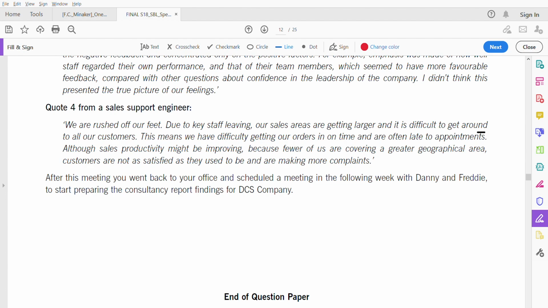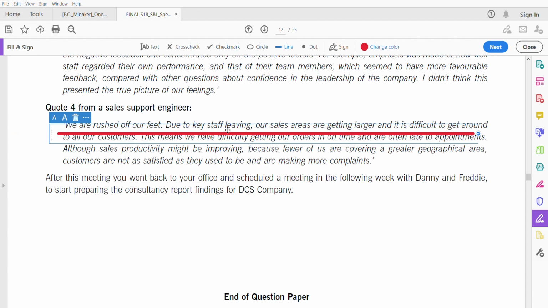From a sales support engineer: we are rushed off our feet due to key staff leaving. Our sales areas are getting larger and it's difficult to get around to all our customers. Very, very, very important point, because remember, this is why your gross profit margin is reducing, why customer complaints are increasing, why the staff turnover is increasing in your financial report. That's why this point is very important here. When you see there are many exhibits, you will always see there are some links between the exhibits. You will not see one exhibit which is totally different; something will be there to support the financial statistics or some numbers in some other exhibit. So this is that one.